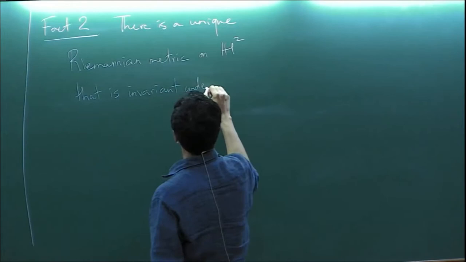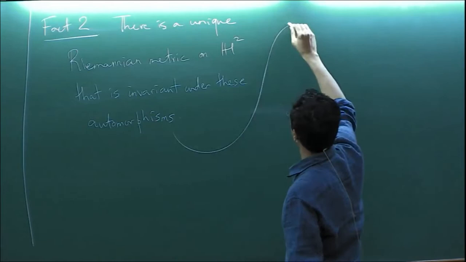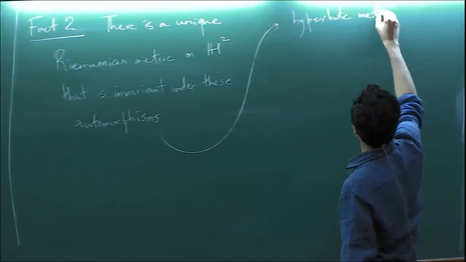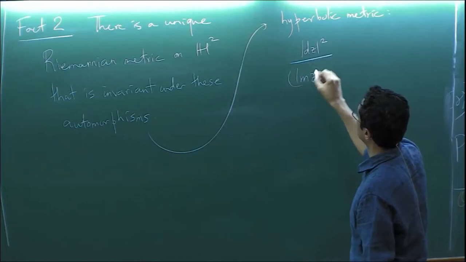Unique up to scaling, but I'll just say unique. And this metric, as you might have guessed, is the hyperbolic metric. Okay, so what does this look like? Well, if you write it in these complex coordinates, this is what the metric looks like.